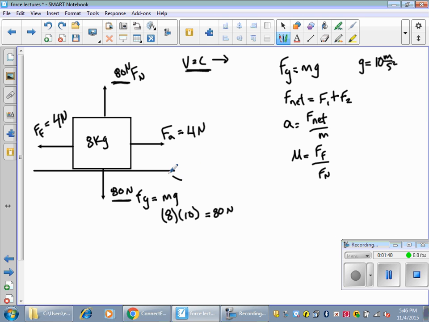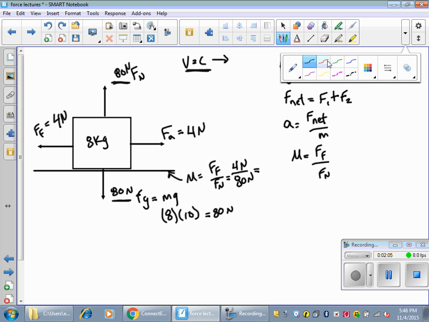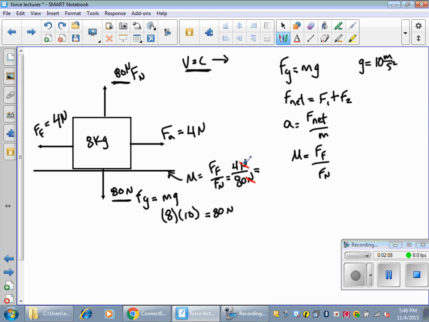Now the last part. Usually they're going to ask for the coefficient of friction. This is kind of a bonus for me if you can do this. Coefficient of friction is right here: force friction divided by force normal. So force friction was 4 newtons, and my force normal is 80 newtons. And notice what happens to my units here. The newtons cancel out with newtons. I get 4 divided by 80, which is 0.05. No unit for coefficient of friction.